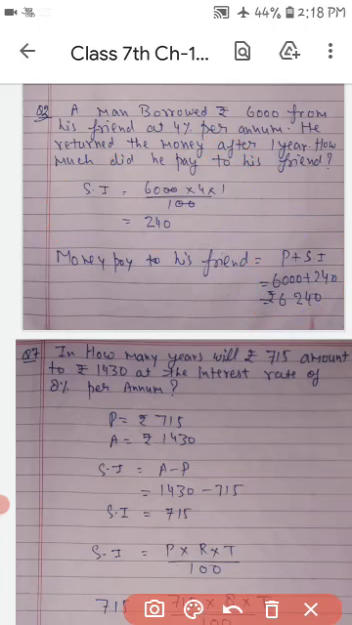Now question number 7. In how many years will rupees 715 amount to rupees 1430 at the rate of interest 8% per annum? Principal is rupees 715, amount is equal to rupees 1430. Now first of all find out the simple interest. Simple interest is equal to amount minus principal. Putting the values, 1430 minus 715, answer is 715 simple interest.